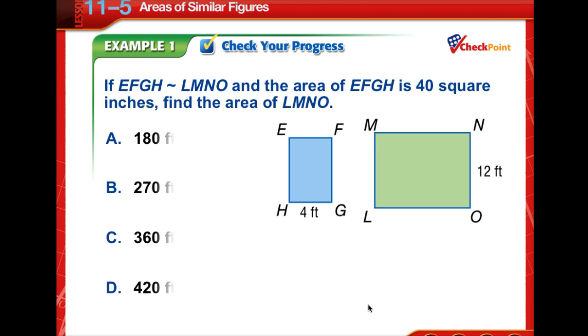Okay, check your progress on this one. Pause the video, work the problem, then come back and check your answer. Well, the scale factor, 12 to 4, 12 divided by 4 is 3. 3 squared is 9. 9 times 40 is 360 square feet.